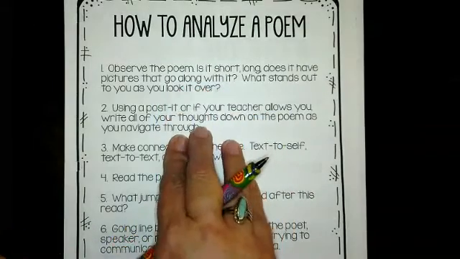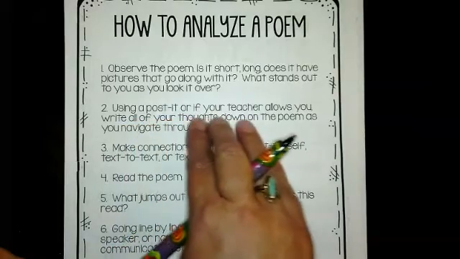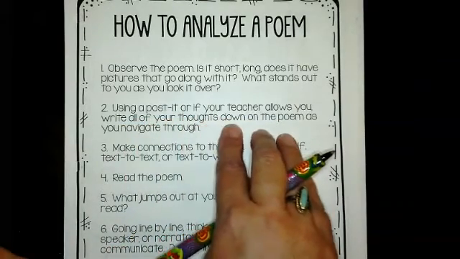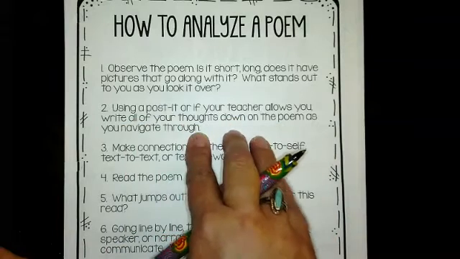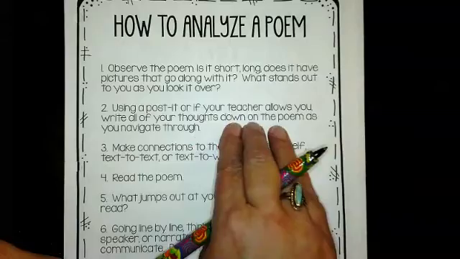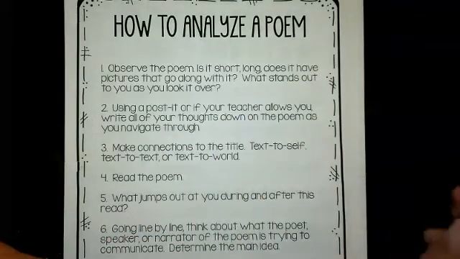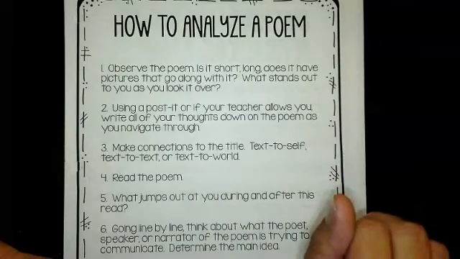So it's important for us to take a moment and just look at the poem and see what stands out to us. The second thing you're going to do is using a Post-it. We don't have Post-its. Or if your teacher allows you, write all of your thoughts down on the poem as you navigate through. We are writing our poems down in our journal. So I want you to write your thoughts down as you read through the poems. Write in your journal. What are you thinking after you read?